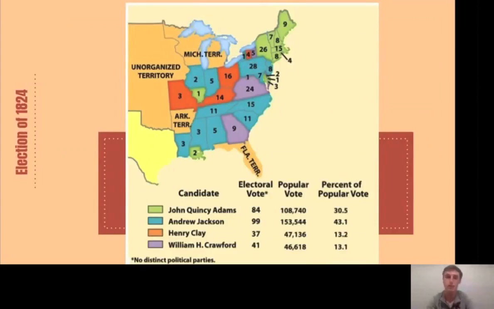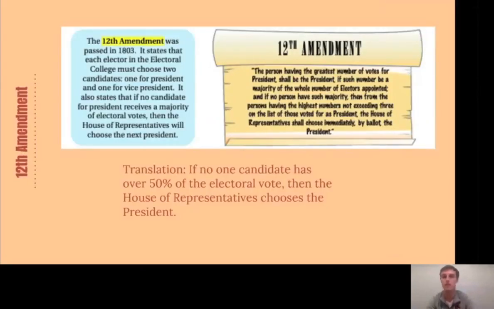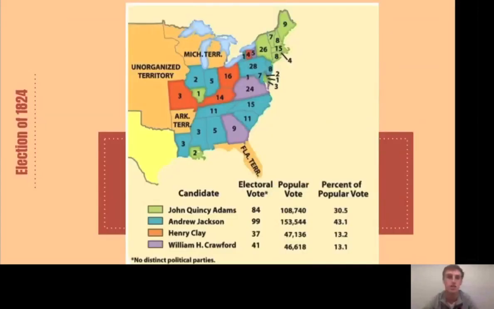So there's actually written into the 12th Amendment this phrase. I actually have it on the slides. It says, the 12th Amendment was passed in 1803. It states that each elector, one of those numbers, must choose a candidate for president and vice president separately. It also states that if no candidate for president receives a majority, over 50% of electoral votes, then the House of Representatives actually chooses who becomes president next.